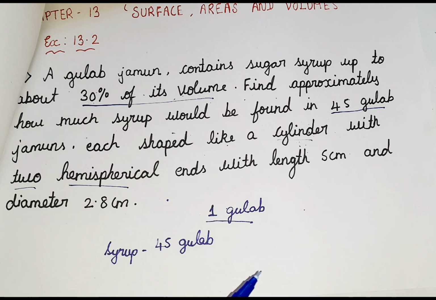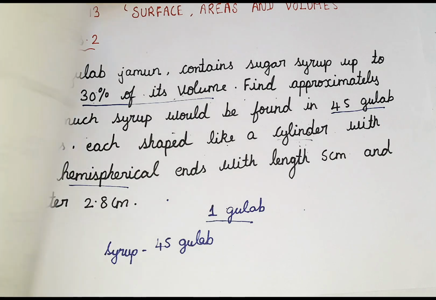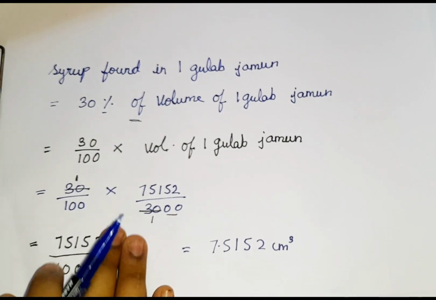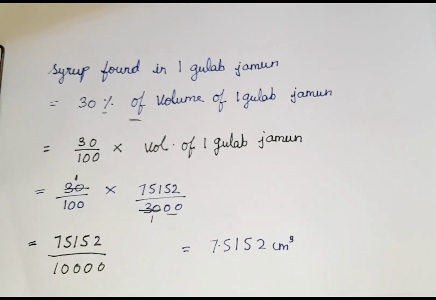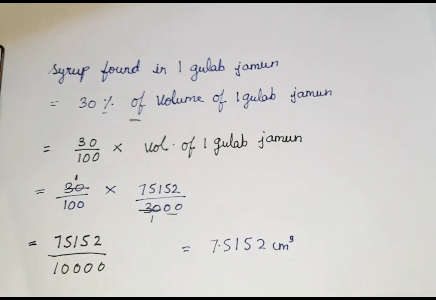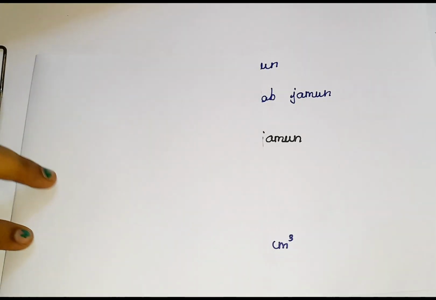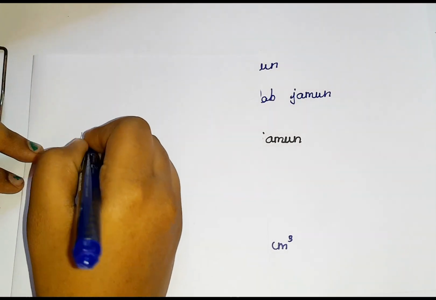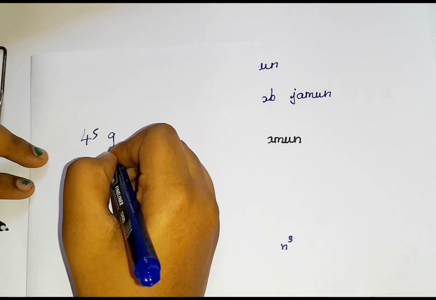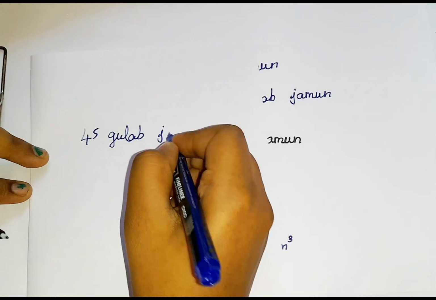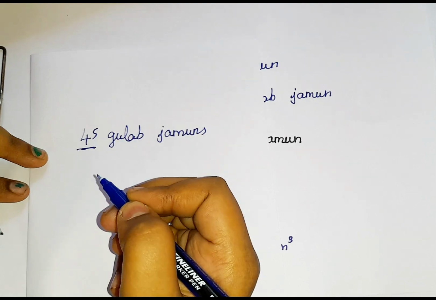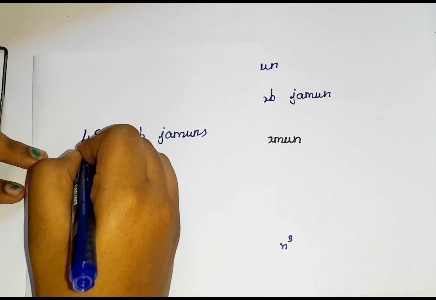Okay, so how much syrup is there in 1 gulab jamun? So we found it, am I right? That is 7.5152. So we got this value, am I right? So this much syrup is there in 1 gulab jamun. So the actual question is we are supposed to find how much syrup is there in 45 gulab jamuns, right? Am I right?